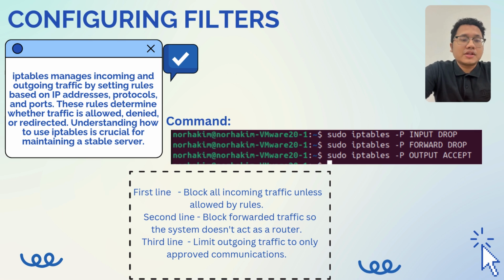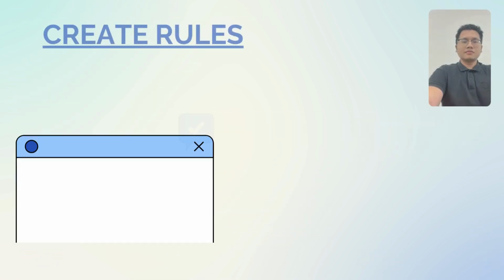For the first line, it is used to block all incoming traffic unless allowed by rules. The second line blocks forwarded traffic so the system doesn't act as a router. And the last line limits outgoing traffic to only approved communications.